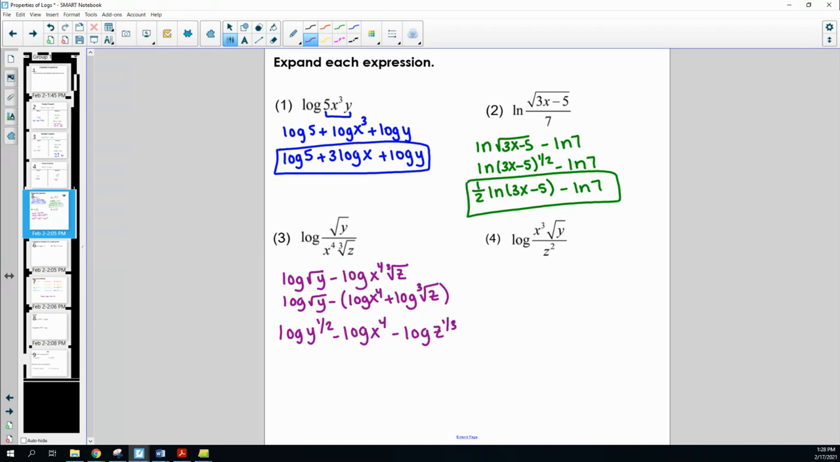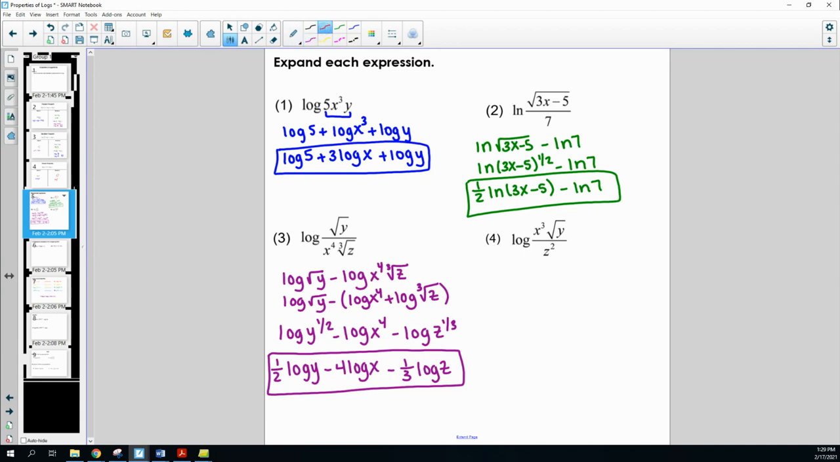So my last step is going to take all my exponents and put them in front. So I'll have 1/2 log of y minus 4 log of x minus 1/3 log of z. And then that would be fully expanded. Again, we have the word log written multiple times. We have addition and or subtraction, and we have all of our exponents brought down in front.